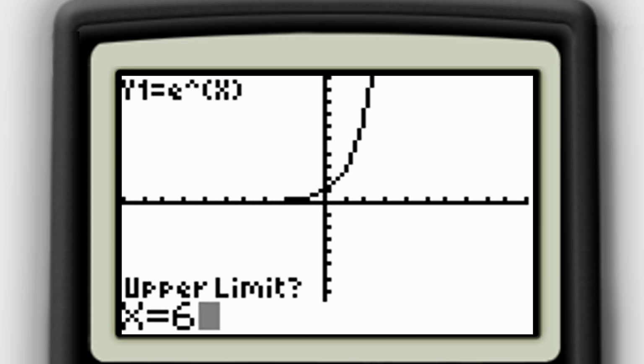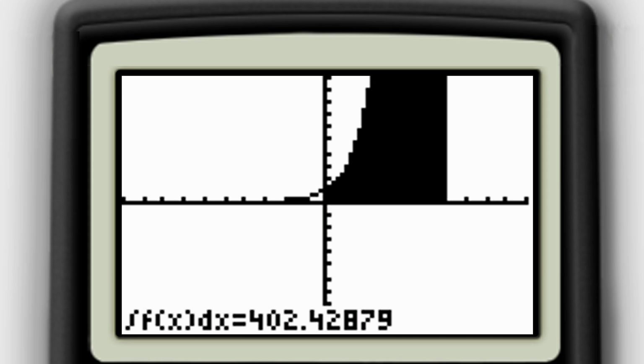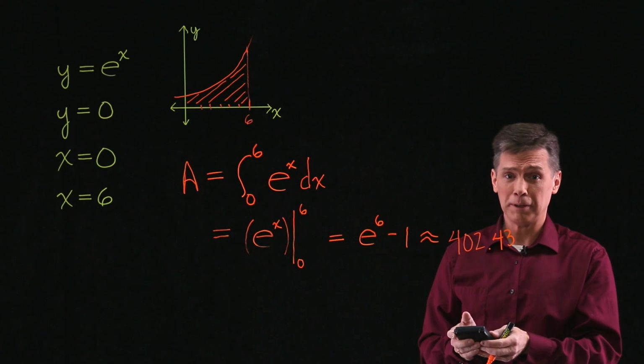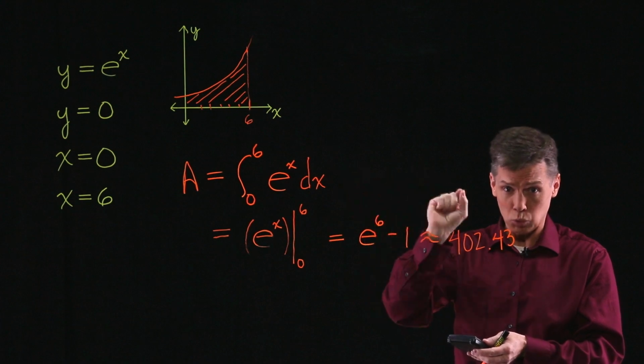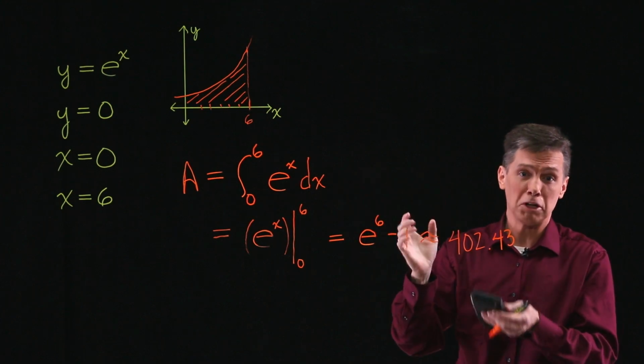0 lower limit, 6 upper limit. Utility thinks for a little bit and tells me 402.43 with rounding. So we got it right. Okay? I like this problem, just reminds you of the old area under the curve problems, but you will see exponentials now, and you know how to handle them.